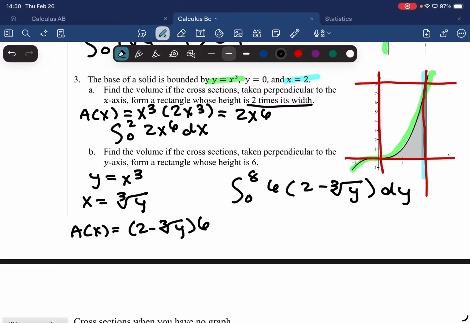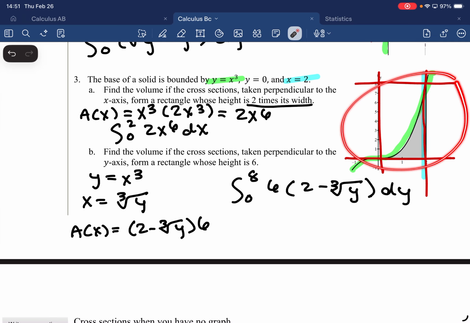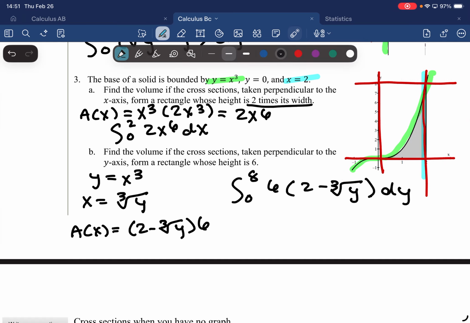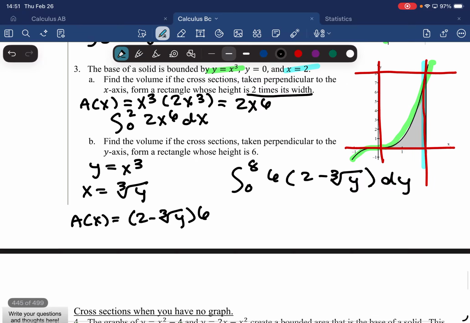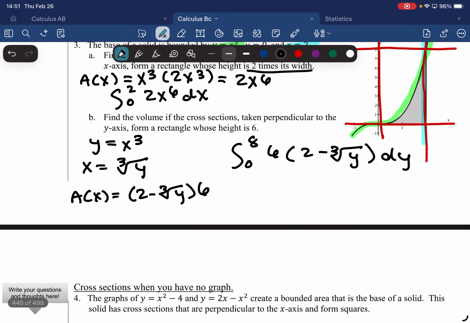Okay, so again, I'm not solving for any of these because it's not asking me to solve, but notice how all of these examples gave us a graph. So it's very easy to see the bounds when we're given a graph. Yes? Because when we were looking in terms of y, we look at the right function minus the left function. And so the right function is x equals 2. Left function is the cube root of y. Okay, any other questions before we look at number 4?